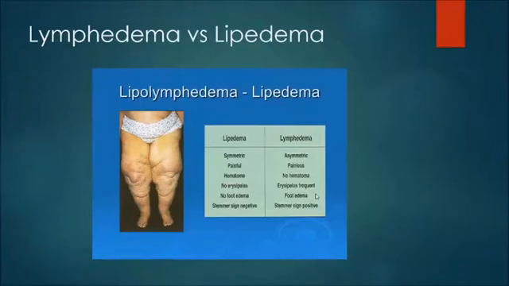Again, many people often confuse lymphedema with lipedema, so we're just going through the differences. Lipedema is usually symmetric, painful, presents with hematoma, no foot edema, and Stemmer sign is negative. Lymphedema, it's asymmetric, painless, no hematoma formation, erysipelas is frequent, foot edema, and Stemmer sign is positive.